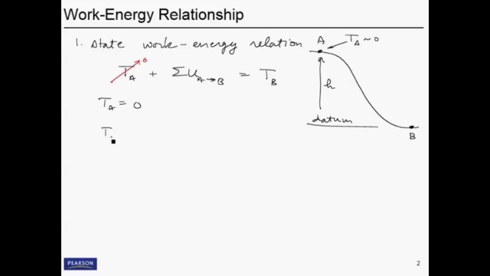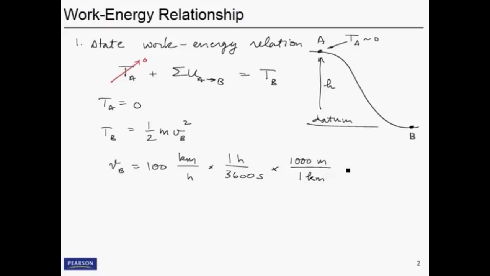Well, we know TB is going to be something like 1/2 m velocity at B squared, and we know the velocity at B is supposed to be 100 kilometers per hour. If we want to do a units conversion there, we would do times 1 hour is 3,600 seconds, and then we would put 1,000 meters per 1 kilometer. And so this turns out to be 27.78 meters per second, okay, once we do the conversion.